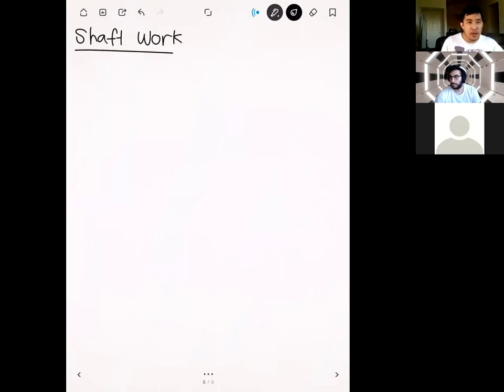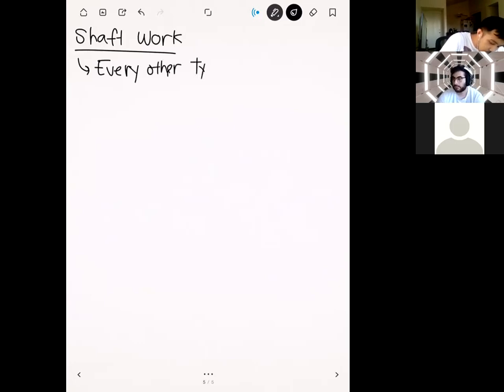Okay. And so the other type of work that we're going to consider for fluids is called shaft work. And for calculation purposes, we're going to consider shaft work to be every other type of work that you can do in a fluid. But I'll tell you just briefly why it gets this name. Okay. This type of work gets its name because typically when you have a pump for a system, it might go something like this, right?